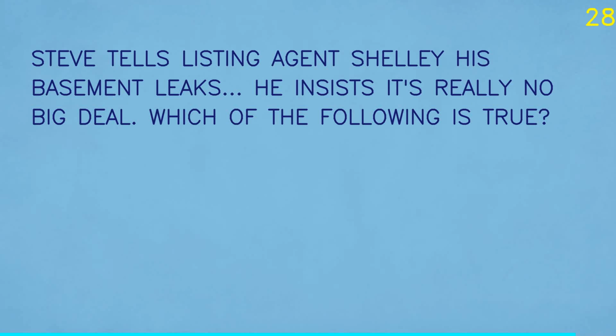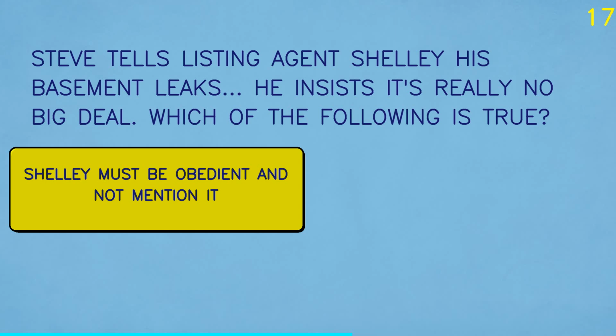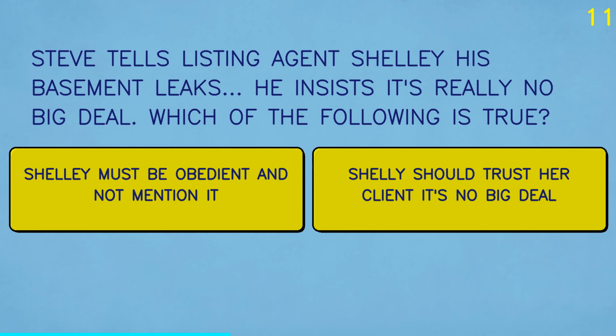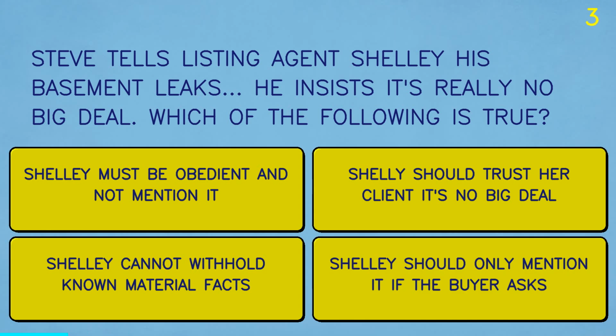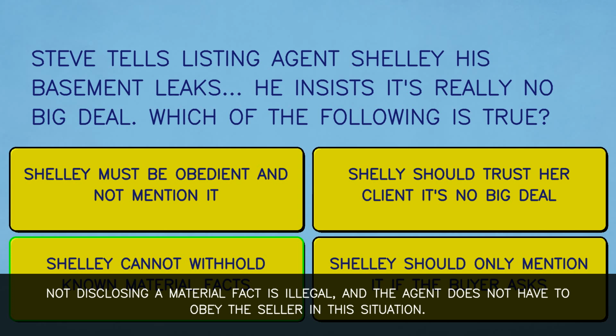Question 10. Steve tells listing agent Shelley his basement leaks. He insists it's really no big deal. Which of the following is true? A. Shelley must be obedient and not mention it. B. Shelley should trust her client, it's no big deal. C. Shelley cannot withhold known material facts. D. Shelley should only mention it if the buyer asks. The correct answer is Shelley cannot withhold known material facts. Not disclosing a material fact is illegal, and the agent does not have to obey the seller in this situation.